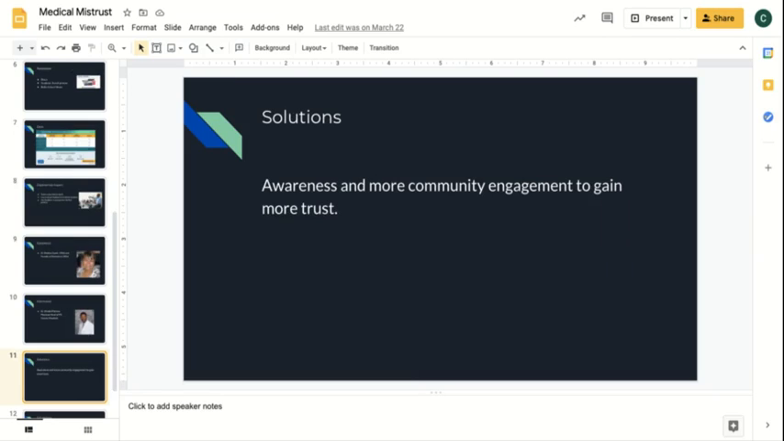The solutions that you would find in my project are awareness and more community engagement to gain more trust. What I mean by that is being able to, on both sides, be more progressive and engaging. I would say also educating people, because that helps ease the tension between both sides and get people to understand that these are things that happened in the past, and moving towards the future it would be easier to develop relationships.